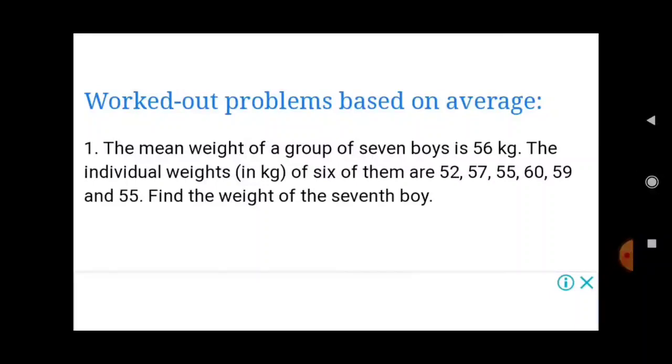So in this video we are going to discuss some word problems. We'll try to solve these by using very little pen and paper, with very few calculations.